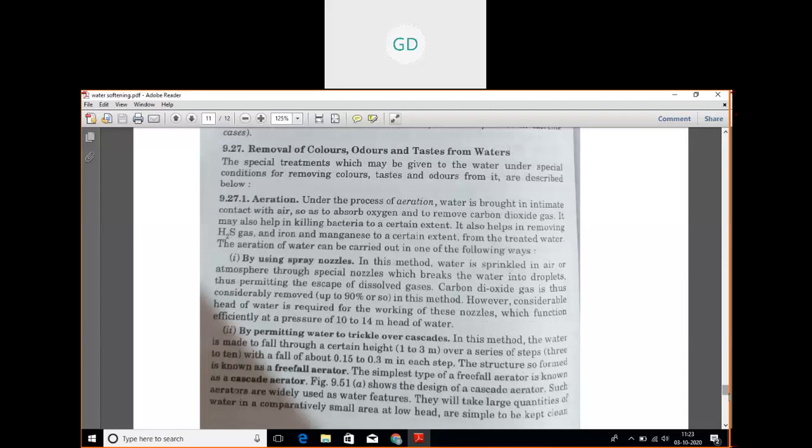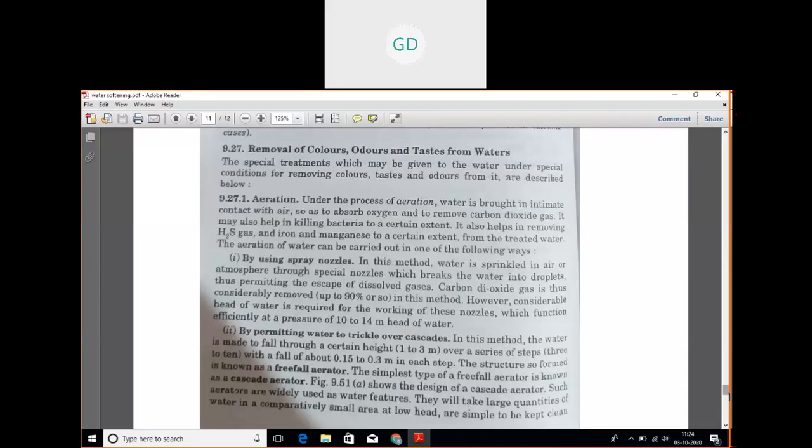Okay, it is faced to the atmosphere, and the water comes out and converts into droplets. So by using spray nozzles, your aeration process is done. The water is given oxygen, and by that process carbon dioxide gas is also removed. You can say 90% of carbon dioxide can be removed by this method of using spray nozzles.